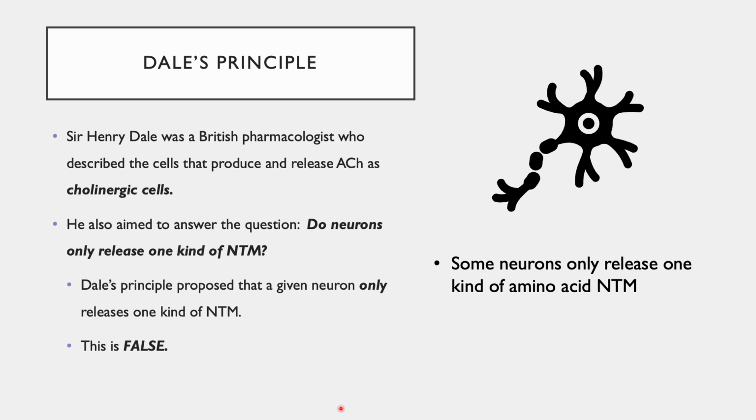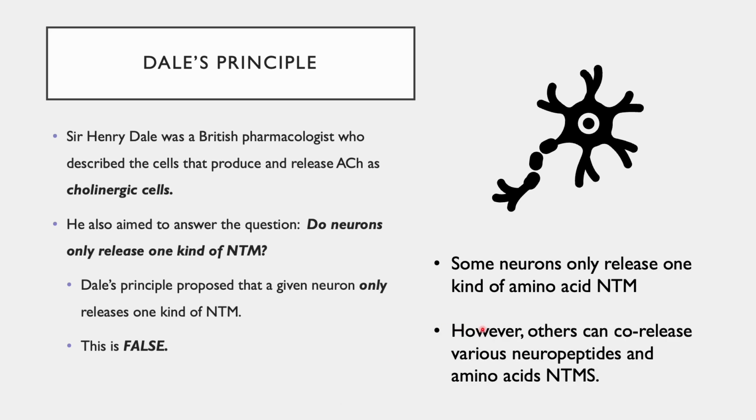So some neurons only release one kind of amino acid neurotransmitter. However, others can co-release various neuropeptides like oxytocin and vasopressin, in addition to amino acid neurotransmitters such as acetylcholine.